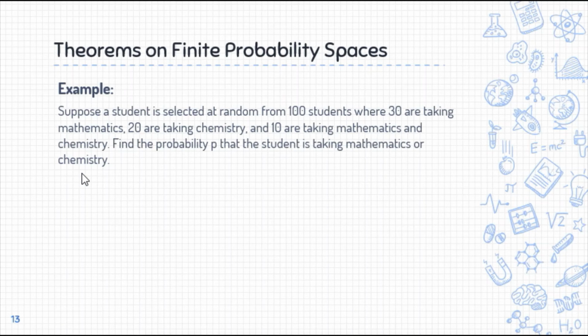Okay, so now let's find our sample space. So here our sample space is what? Katong 100 ka student. Okay? Selected at random from 100 students. So, 100 atong sample space. Now let us consider kani sila as an event. So let event A be those students na taking mathematics.